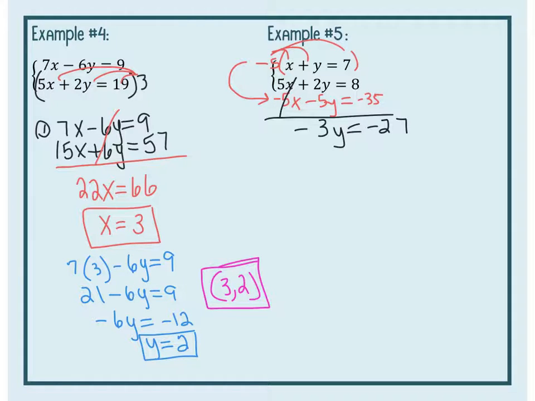How do I get the y by itself? I divide by negative 3. I get y equals 9. Now I'm going to take that y equals 9 and plug it into either equation.